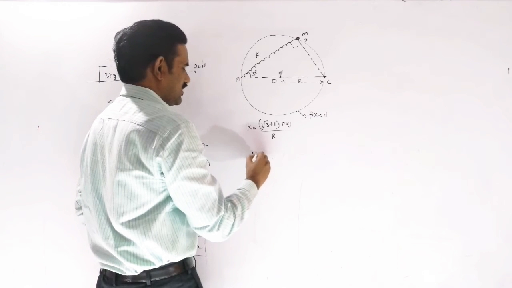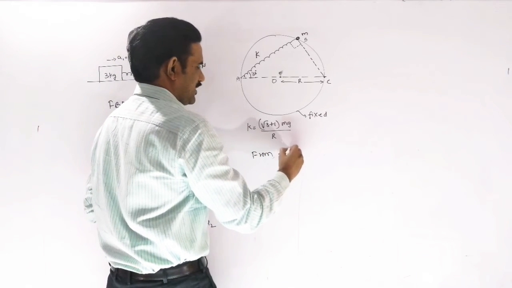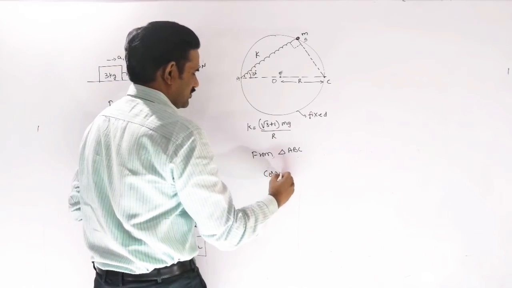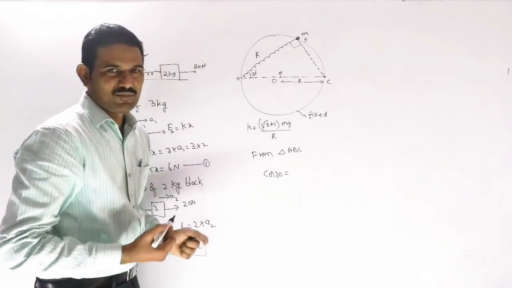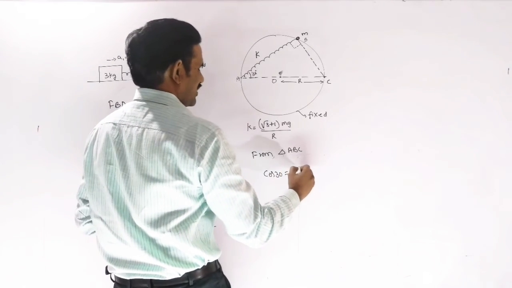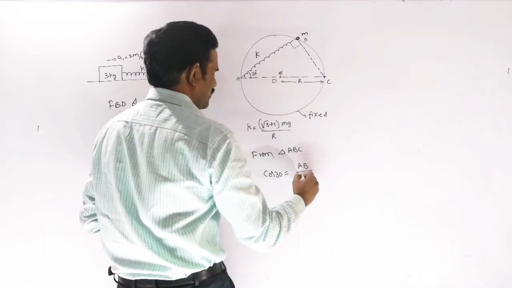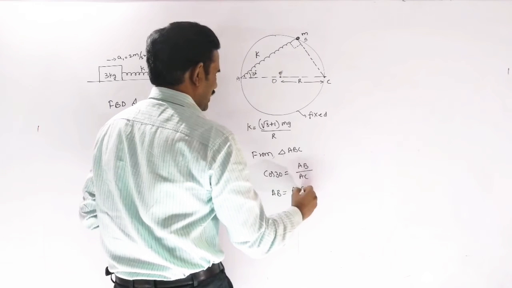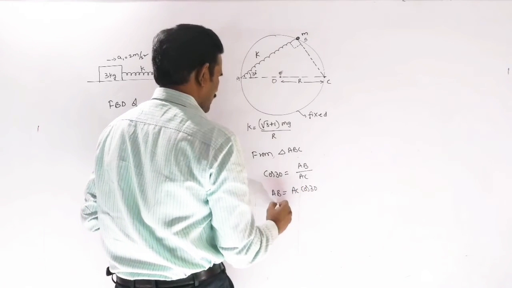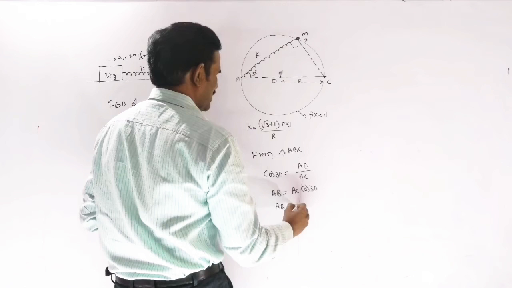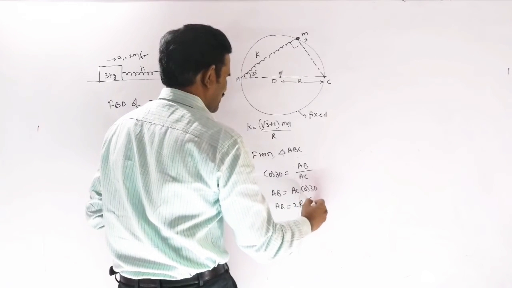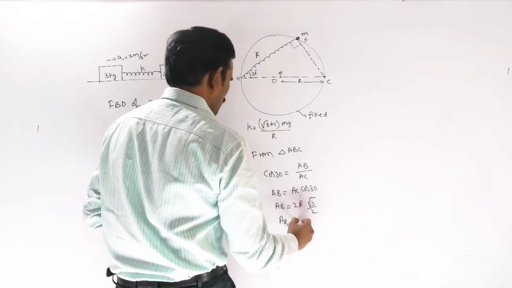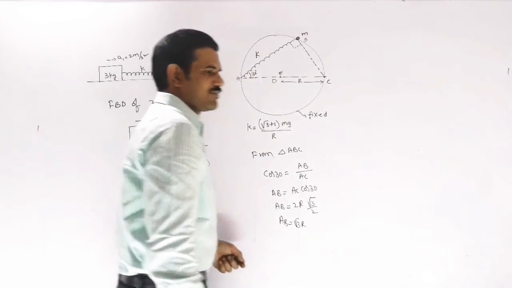So from triangle ABC, suppose I am writing that cos 30 is equal to AB by AC. Therefore AB is equal to AC cos 30. AC value is nothing but 2R, and cos 30 is root 3 by 2. Therefore AB is equal to root 3 R. So that is the AB value.